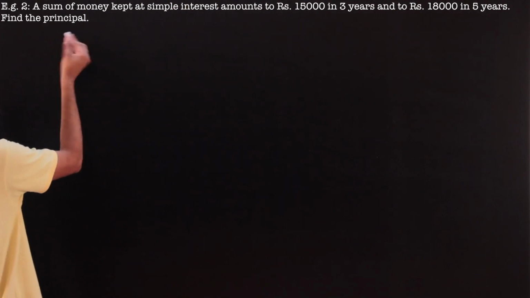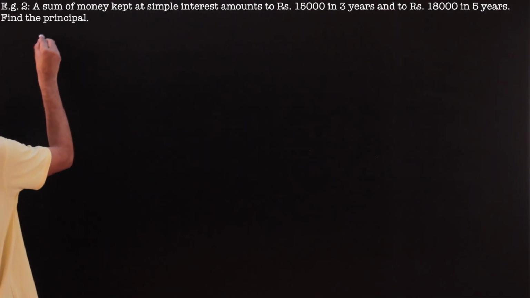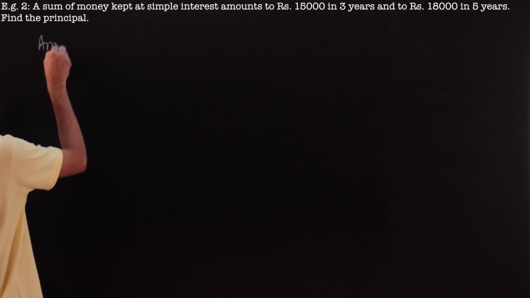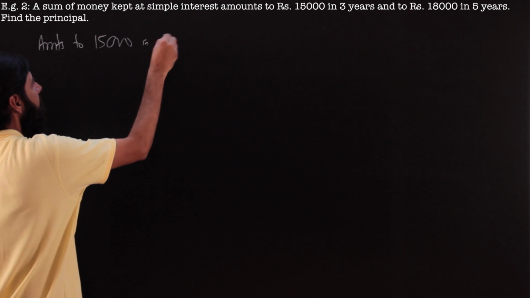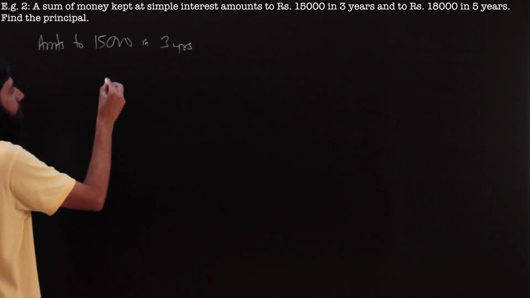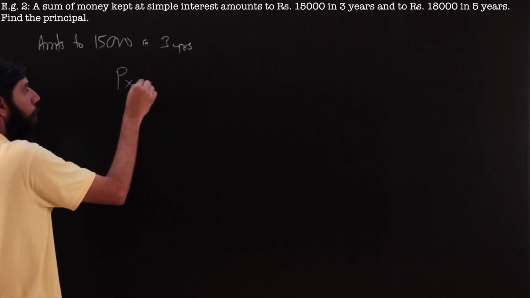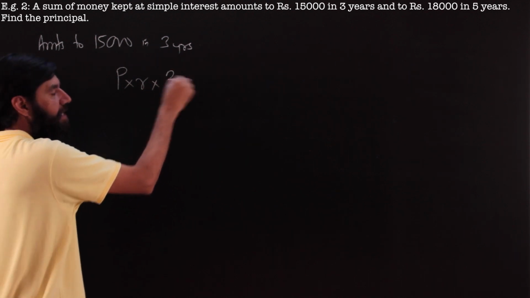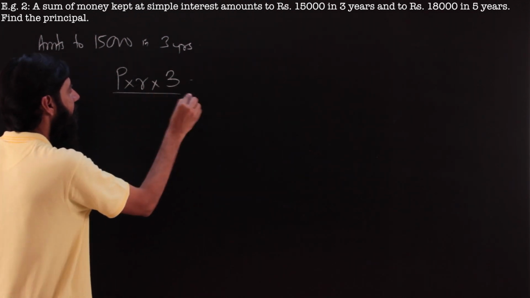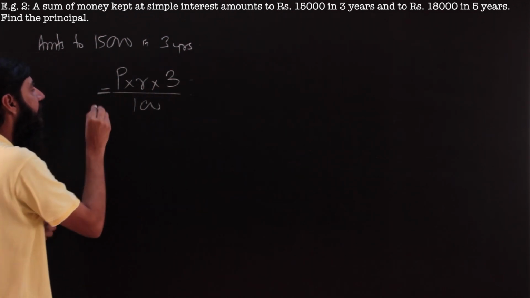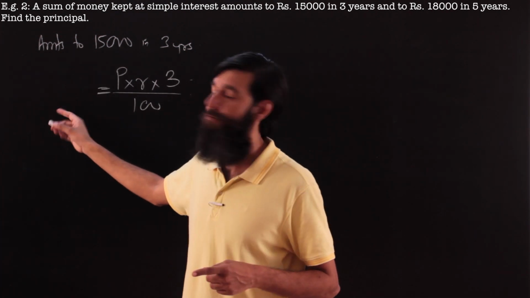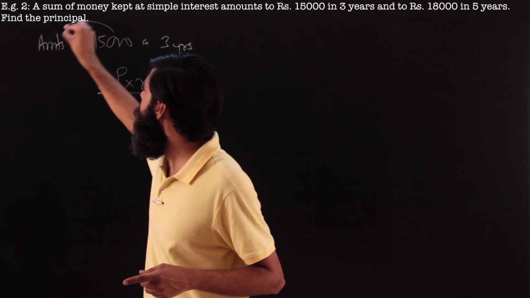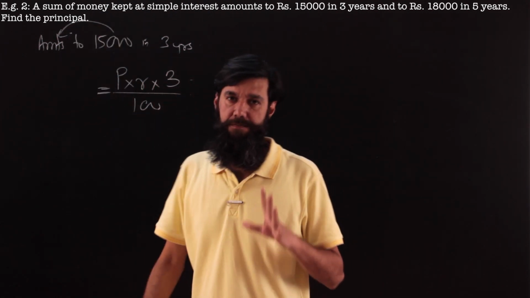So it's given that it amounts to 15,000 in 3 years. I do not know the principal that is asked, nor is the rate given, but the time period is, let's say, 3 years. So PRT by 100. And again, to highlight the same error, I cannot put 15,000 here. 15,000 is your amount, right?